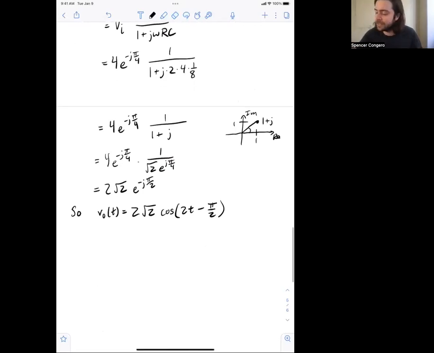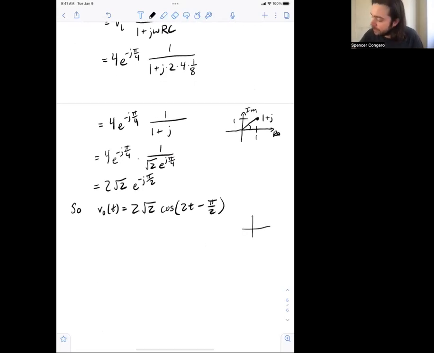This is a perfectly fine answer, but think about it. If I have cosine, okay, and I shift it to the right by pi over 2, then it looks like this. It's just sine, right? Cosine of 2t minus pi over 2 is just a cosine shifted to the right by pi over 2, and that gives you a sine. Right, if I start with cosine and I shift it to the right by pi over 2, it just becomes a sine. Okay, so this is actually just 2 root 2 sine of 2t. Okay, so there you go.